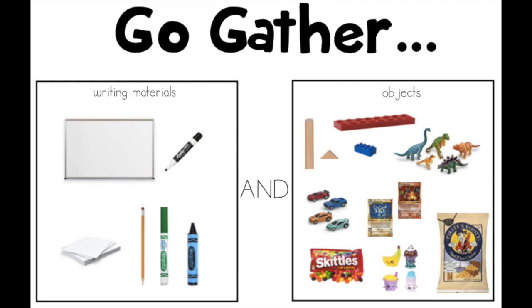So if you don't want to grab a whiteboard and a whiteboard marker and some Q-tips, here are some other options. For the writing materials, you could gather a whiteboard marker and a whiteboard, or paper with a pencil, marker, or crayon. And for the objects, you could grab toys like Legos, blocks, dinosaurs, toy cars, Pokemon cards, Shopkins, or food or candy. When you grab objects, be sure to grab about 20 objects.